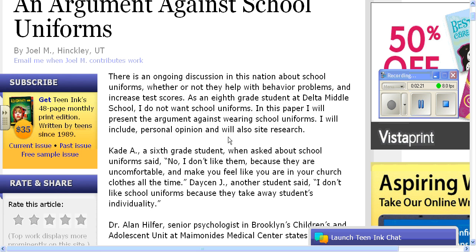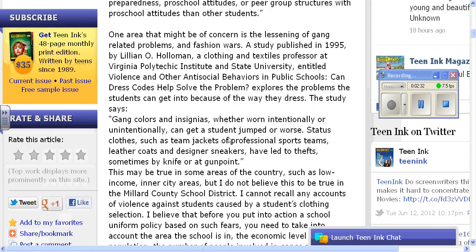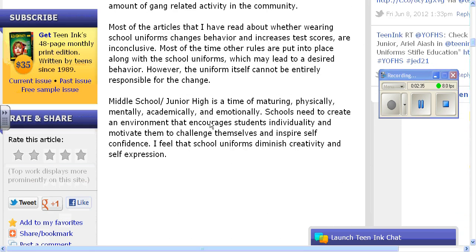Now we're going to move to the end of the essay and look at the conclusion, because the most difficult part of writing an essay is typically the introduction and the conclusion. We're going to scroll all the way down to the bottom of our page, and here we have our conclusion. It says, "Middle school, junior high is a time of maturing physically, mentally, academically, and emotionally. Schools need to create an environment that encourages students' individuality and motivates them to challenge themselves and inspire self-confidence. I feel that school uniforms diminish creativity and self-expression."